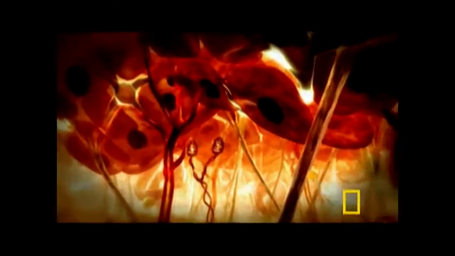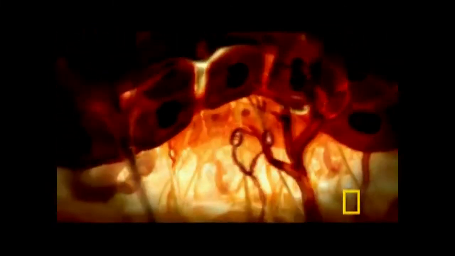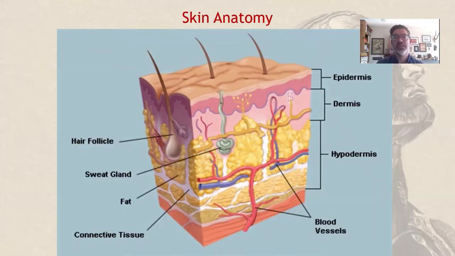Dip below the surface, and you find cells continuously dividing to replace those dead cells above. Miles of blood vessels pulse to skin's connective tissues. To review, the skin has 2 main layers, the dead epidermis and the living dermis. Embedded in the dermis are glands that secrete certain chemicals. You're most familiar with sweat glands.